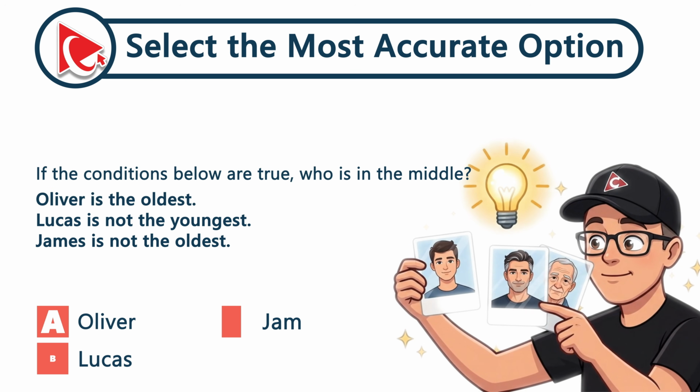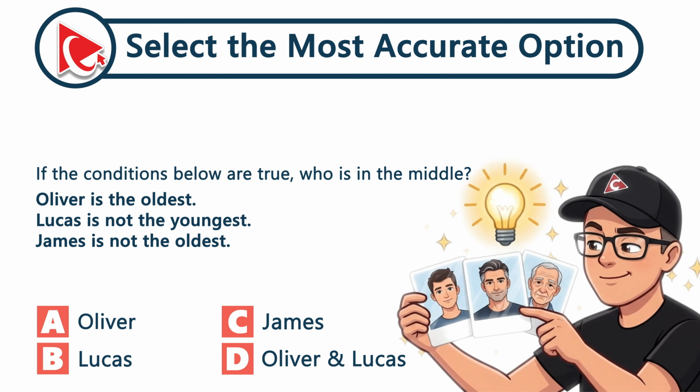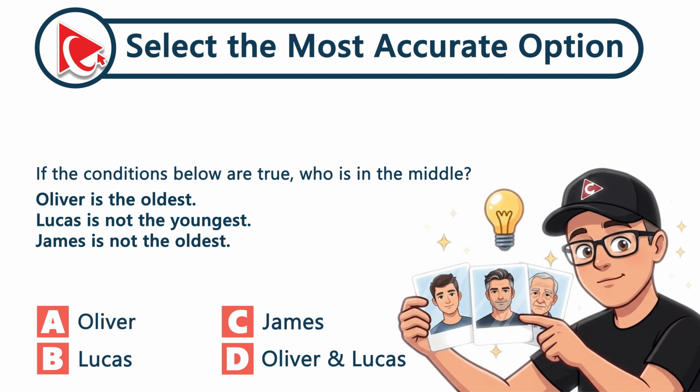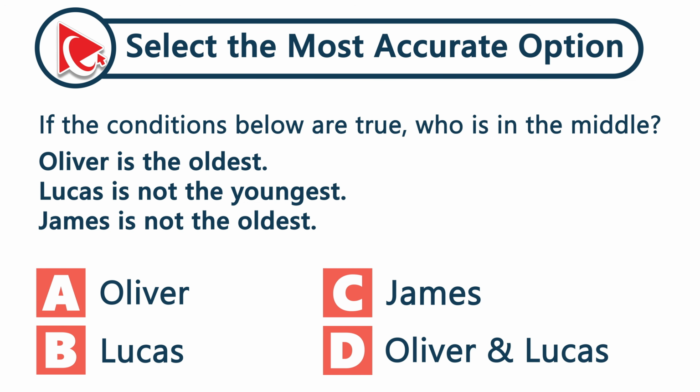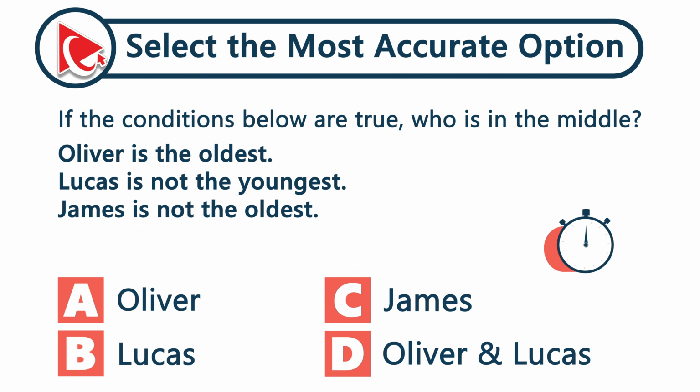This is the kind of question that makes any test fun. Quick, easy to understand, and all about spotting the connection. If the conditions below are true, who is in the middle? Oliver is the oldest, Lucas is not the youngest, and James is not the oldest. Your choices for the answers are A. Oliver, B. Lucas, C. James, and D. Oliver and Lucas.